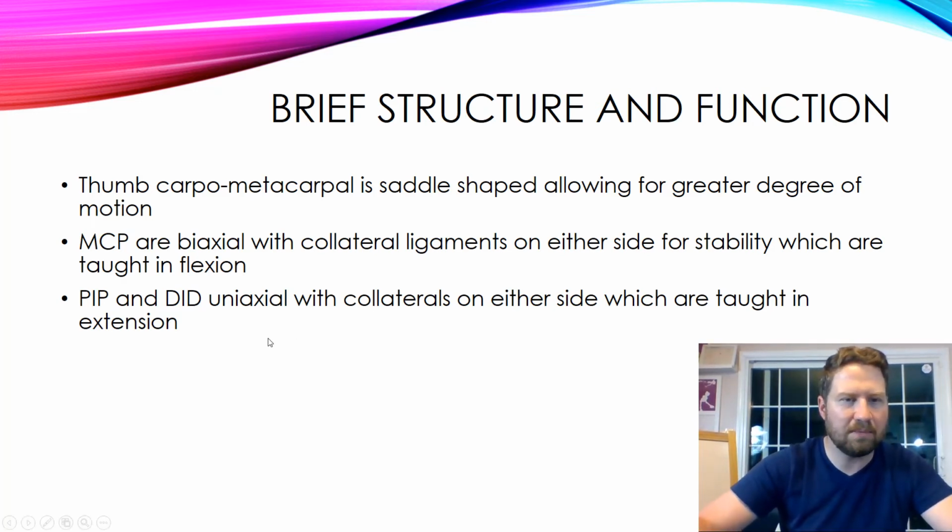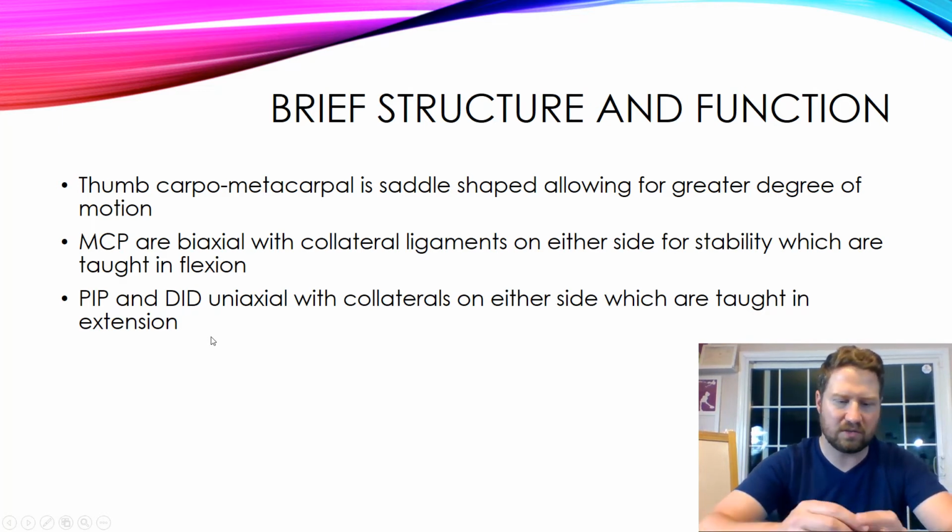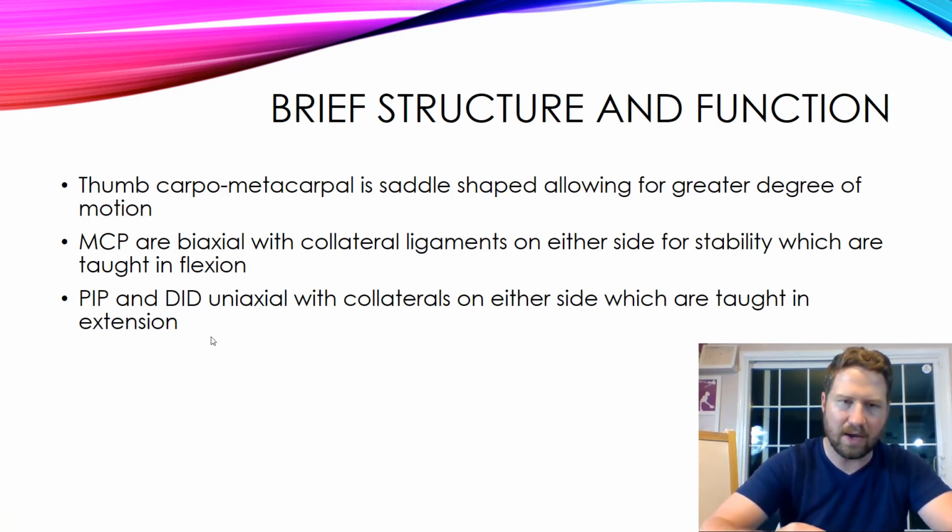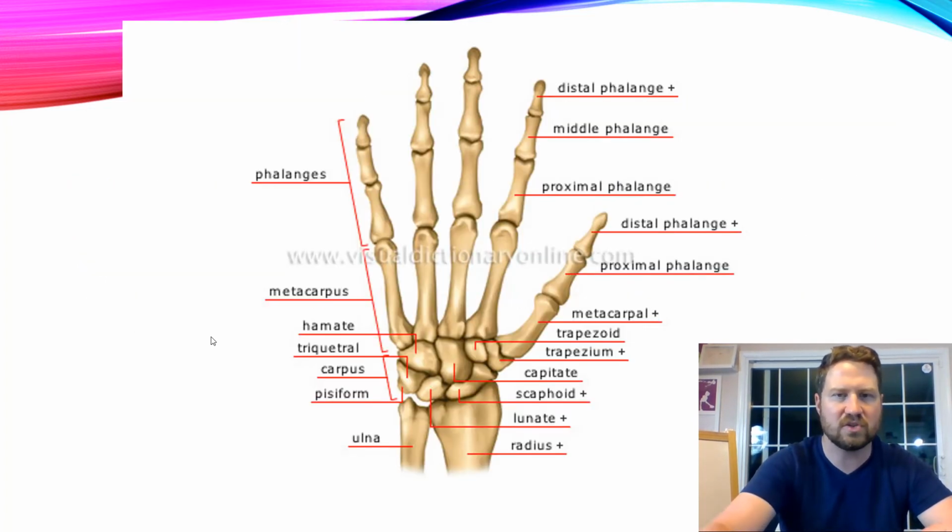And PIPs and DIPs are uniaxial with collaterals on either side, which are tight in extension instead of flexion, right? So if I bend my digit, I can get a lot of side to side. If I extend it, I'm not going anywhere. It locks it in. Okay, so there's a difference in open and closed chain positions.